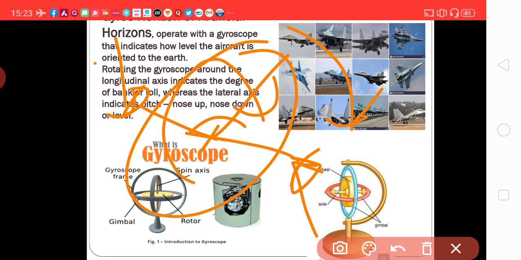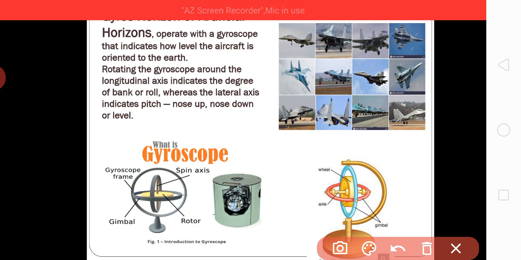And this phenomenon of the principle of rigidity is utilized for the artificial horizon or gyroscopic horizon. Why? What is this? We will discuss this now in detail.